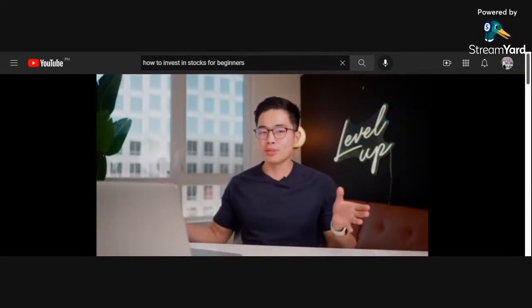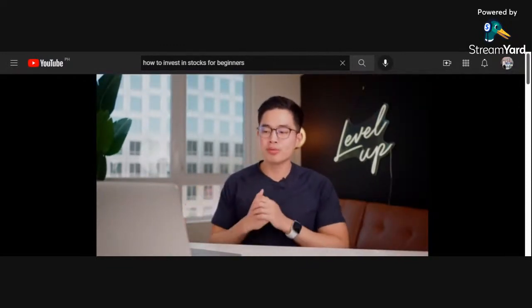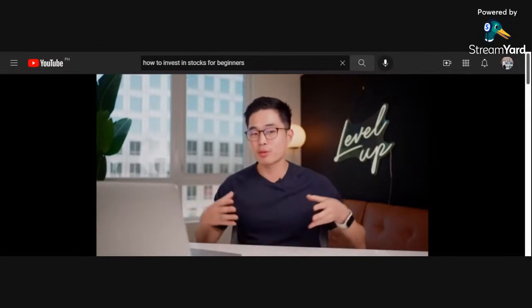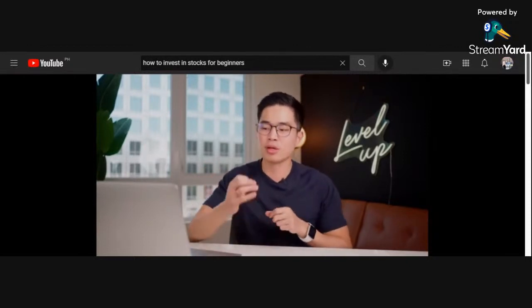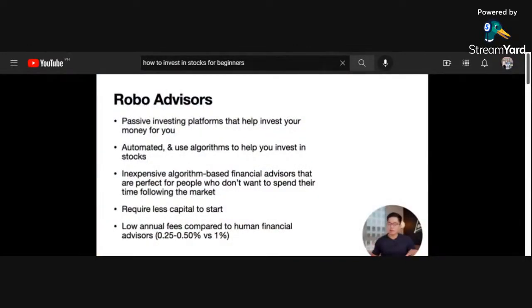So outside of using Robinhood and Webull, let's talk about robo-advisors, because this is a really great way for people to invest that a lot of people don't talk about. I know I sort of mentioned it earlier, but I want to give you guys some more details on what robo-advisors actually are and how they can help you make money.